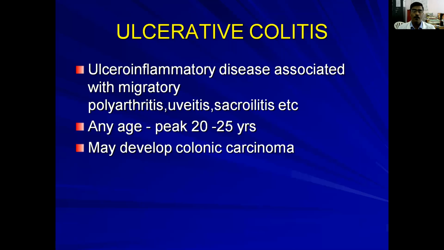So next we move on to ulcerative colitis. It is an inflammatory disease associated with migratory polyarthritis, uveitis, and sacroiliitis. It occurs at any age, with a peak from 20 to 25 years, and may develop into colonic carcinoma. Ulcerative colitis has a higher tendency of causing carcinoma of the colon when compared to Crohn's disease.